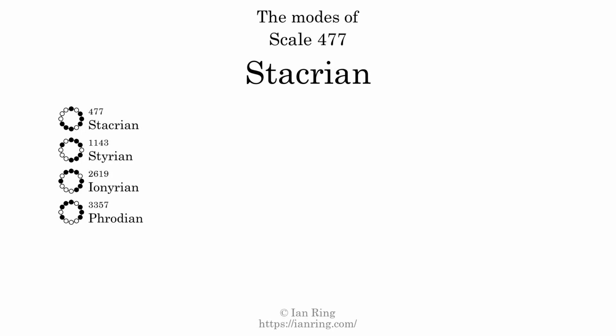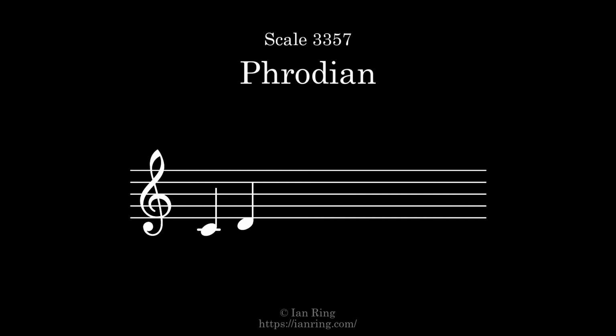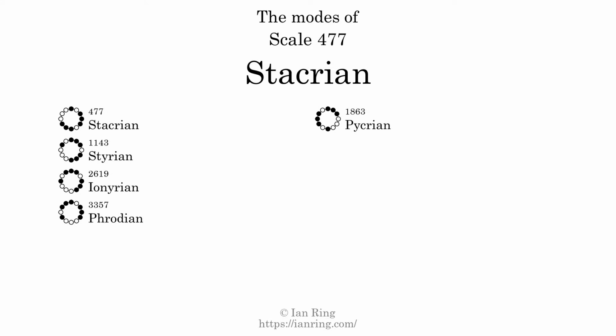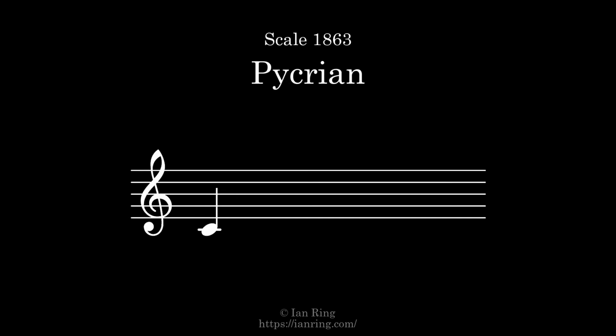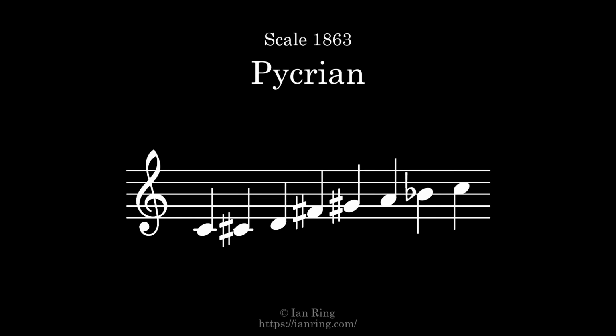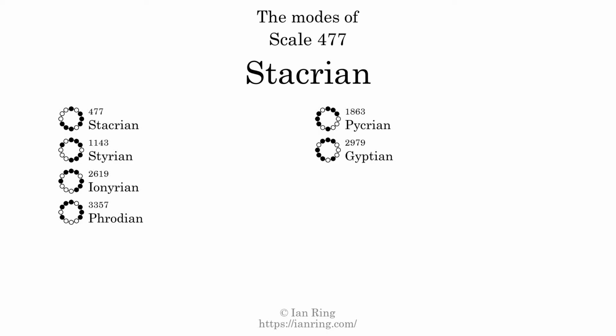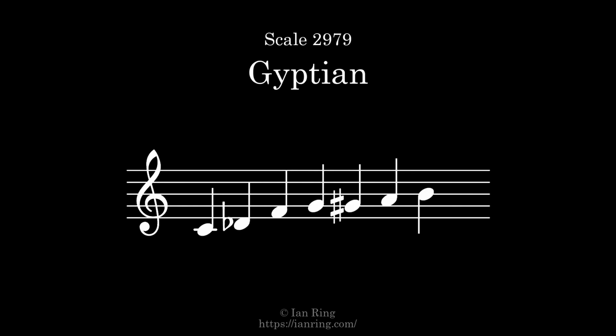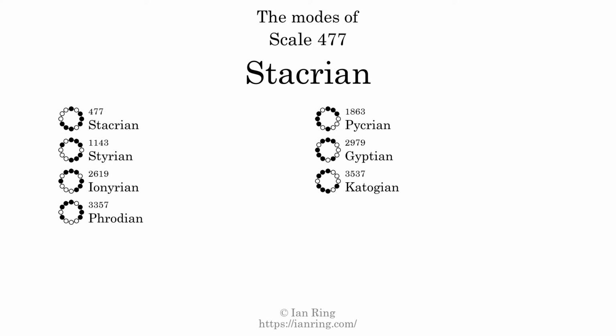The fourth mode is scale 3357, also known as Freudian. It sounds like this. The fifth mode is scale 1863, also known as Stacrian. It sounds like this. The sixth mode is scale 2979, also known as Egyptian. It sounds like this. The seventh and last mode is scale 3537, also known as Catogan. It sounds like this.